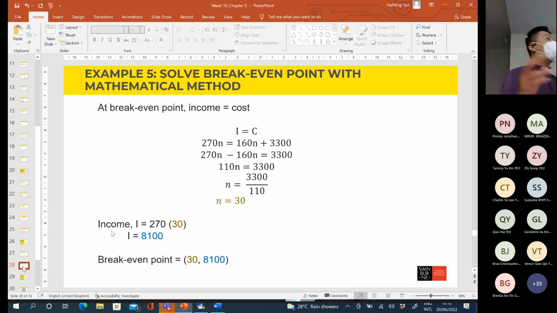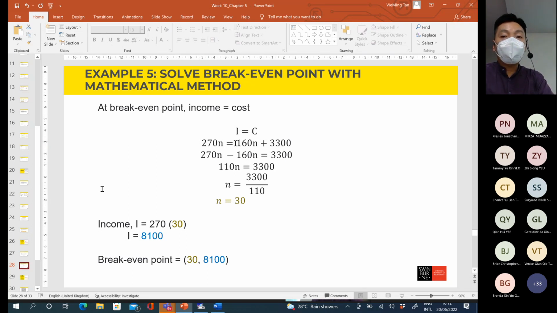So just now, the method that we used was the graphical method. How about if you want to do it in a faster way? If you are using the mathematical equation, that will be faster. At the break-even, we know that income is equal to cost, so I is equal to C. That means 270n is equal to 160n plus 3,300.